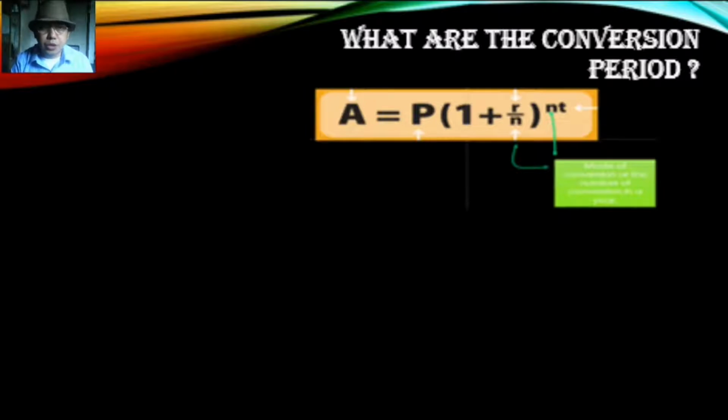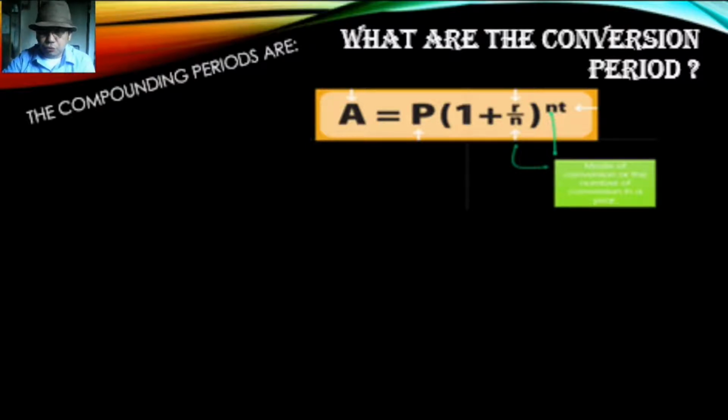What is the next thing to be discussed? We have in here the question, what are the conversion periods? Okay. So to answer this, we go back again to our general equation. When we say conversion period, our attention should be on the value of n in here. The value of this one is the compounding period. So what are these compounding periods?